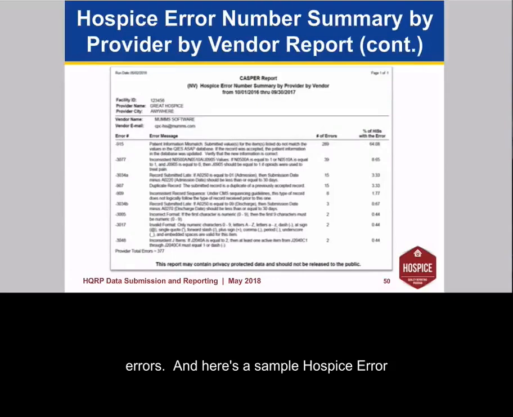And here's a sample hospice error number summary by provider by vendor report. Notice that the report displays the error number and error message description. The number of errors column contains the number of HIS records that receive the error. And finally, you will see the overall percent of records submitted during the specified time period that received that particular error.